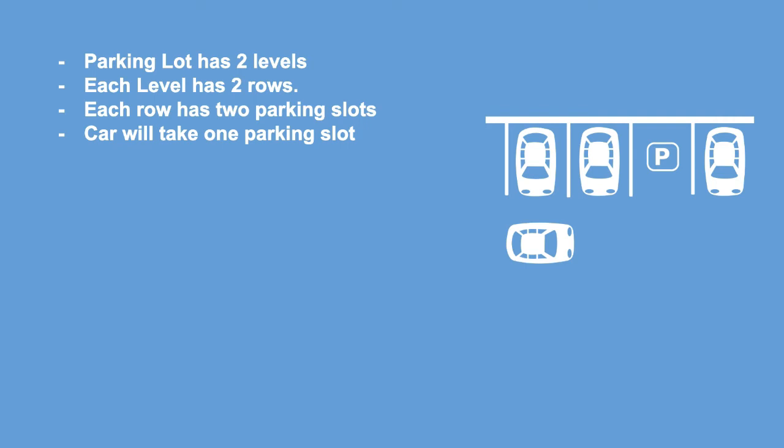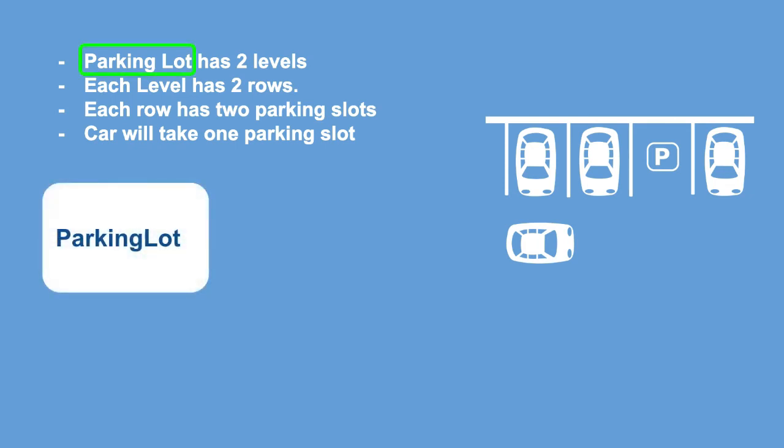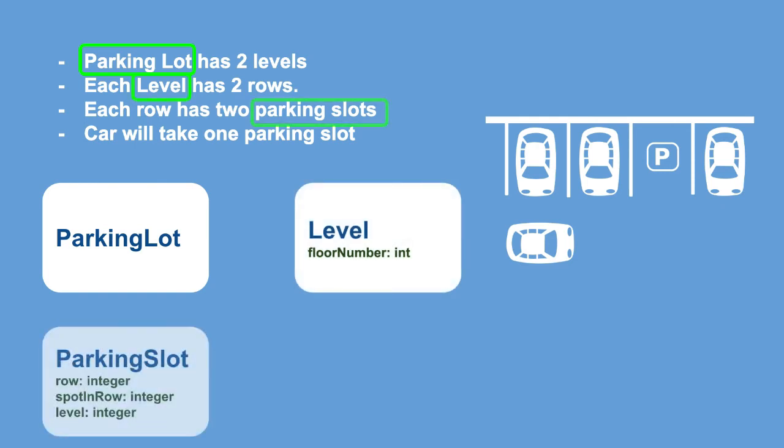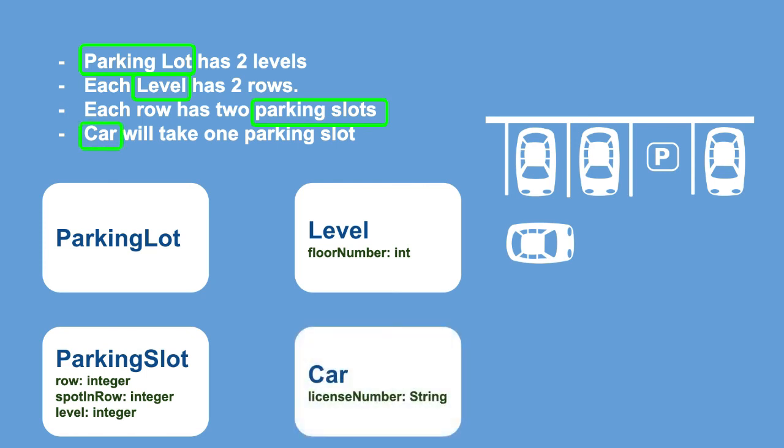Now, let's identify the entities, in other words, the classes in this problem. One will be the parking lot, also the level. Another class will be the parking slot and the car. Car is identified by its license number. The parking slot is identified by the row, the spot within the row, and the level. And each level is identified by the floor number.